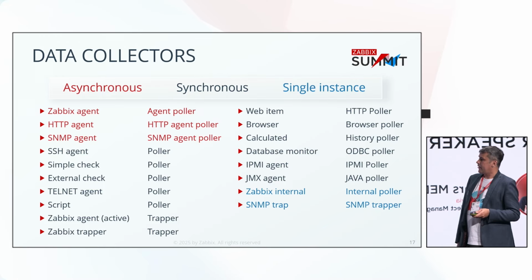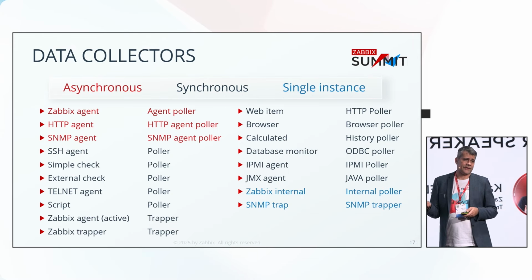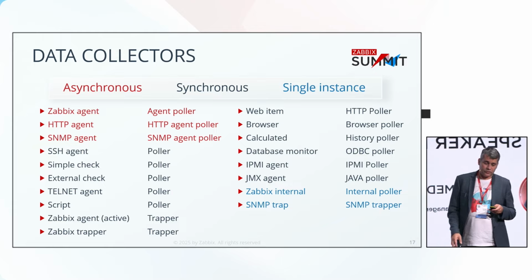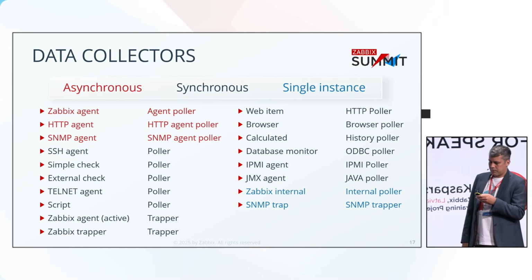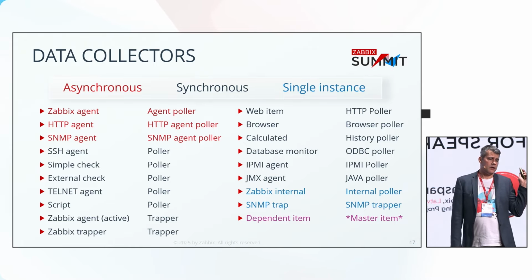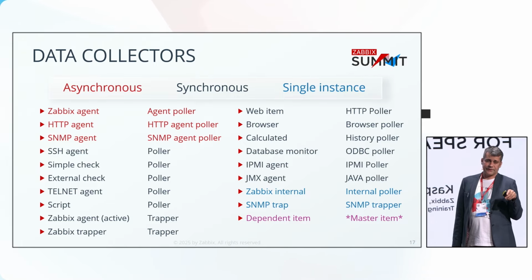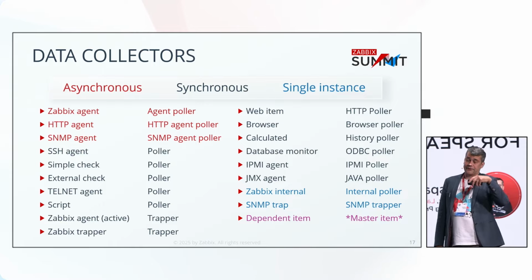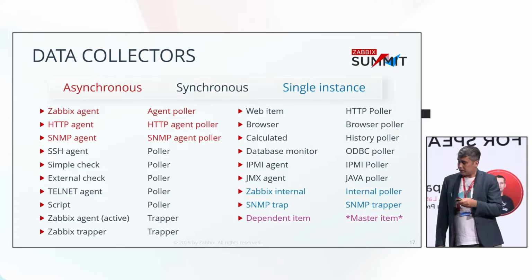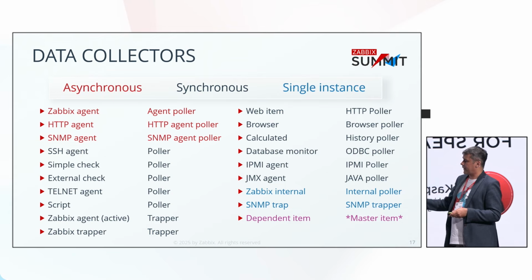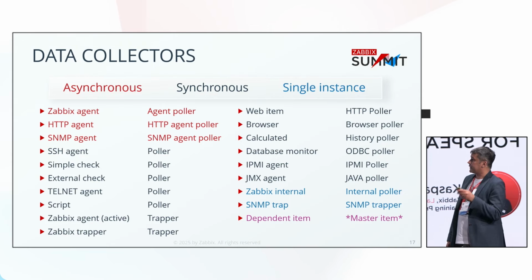Then we have some data collectors which are single instance. You don't need to tune. You just start them or don't start them. And Zabbix internal poller is always started. And then we have dependent items. Well, dependent items, they don't have a data collector, right? The dependent items extract data from the master. But as I said, this is a very good slide, and you can later use it to tune your instance. You will quickly find out which data collector needs to be increased.